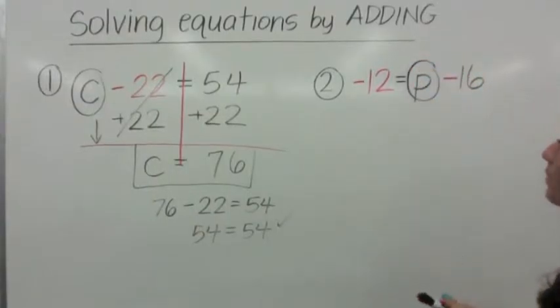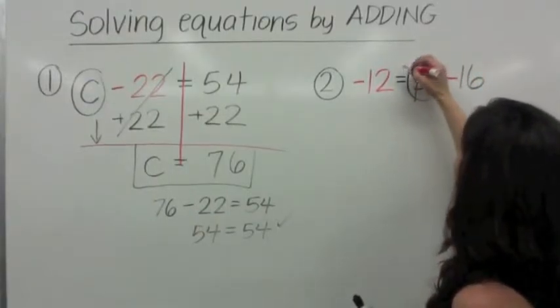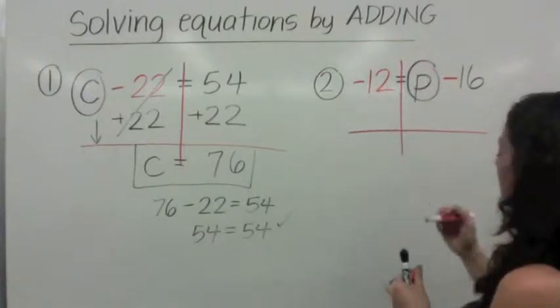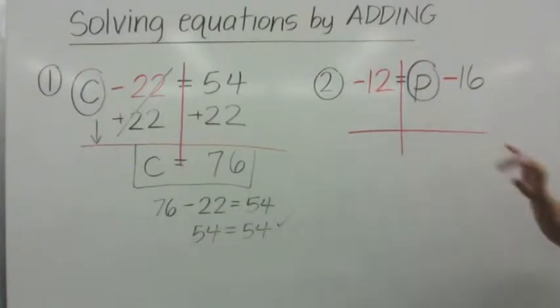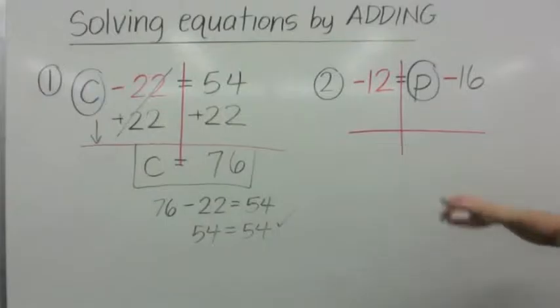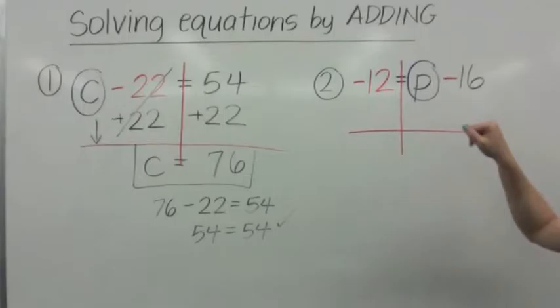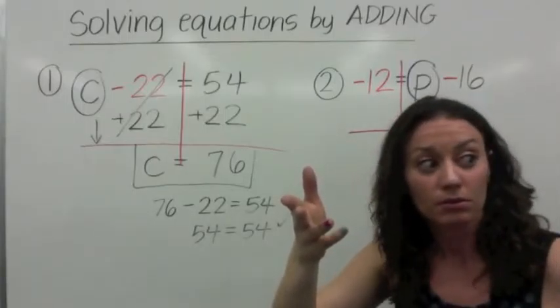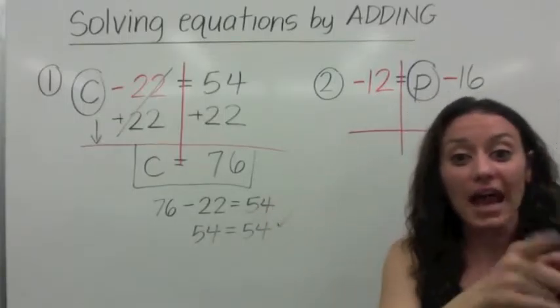And then we're going to separate both sides of the equation by drawing an upside down T. Okay? All right. So let me ask you then, are you going to add 12 to both sides, or are you going to add 16 to both sides? What do you think? Okay, you're going to add 16.